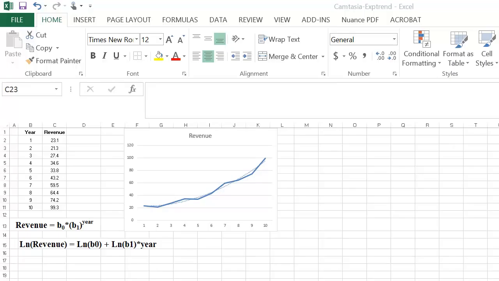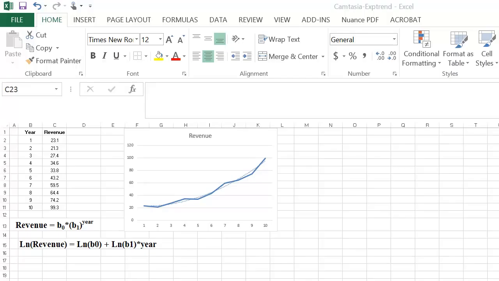There are many different nonlinear functions that could be used to approximate these trends, and a very commonly used one is what's called an exponential function, as you see in the expression just below the table, which says revenue is equal to a coefficient b0 multiplied by another coefficient b1 raised to the power year. So the independent variable of the time dimension appears as an exponent in this expression. That's where the term exponential trend comes from.